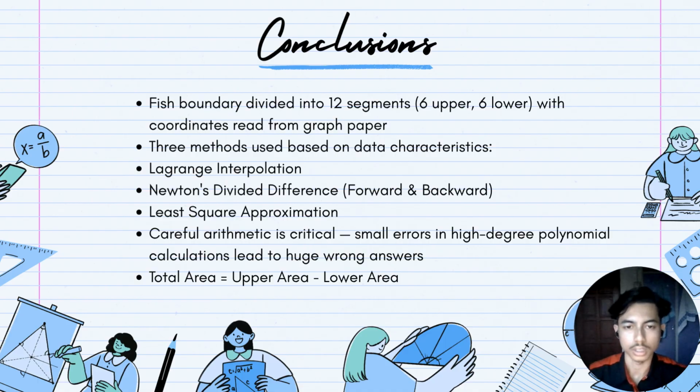Careful arithmetic is critical. Small errors in high degree polynomials can cause a hugely wrong answer. Before this, I also had a wrong calculation because of a mistake in power writing, the degree writing in the calculator. The answer can be in the millions or thousands. To conclude, we can find the area of the fish by using the upper segment area minus the lower area segment. And then we get the total area of the fish.